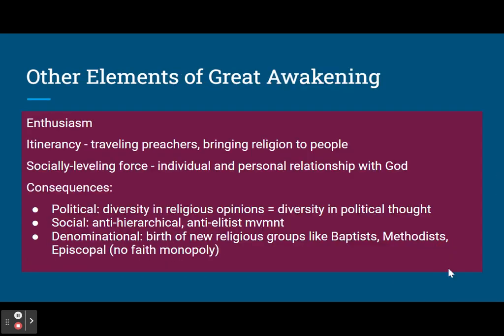So a couple other elements of the Great Awakening, some of these I've already touched on, obviously marked by a great deal of enthusiasm and itineracy. Traveling preachers that brought religion to the people. People didn't have to go to the church, religion came to them. It was a socially leveling force. It very much emphasized an individual and personal relationship with God, not necessarily something that had to be managed through a priest or a preacher, but a very personal relationship.